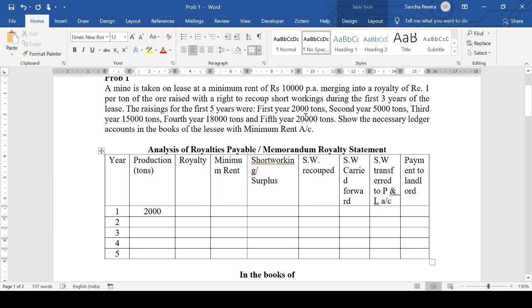Then the second year is 5,000 tons. Third year is 15,000 tons. Fourth year, 18,000 tons. And fifth year is 20,000 tons.